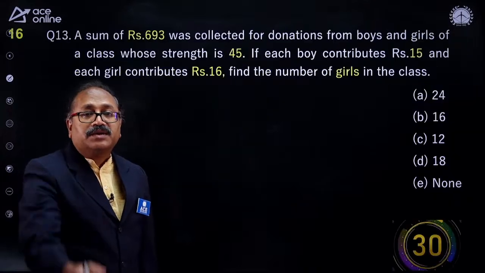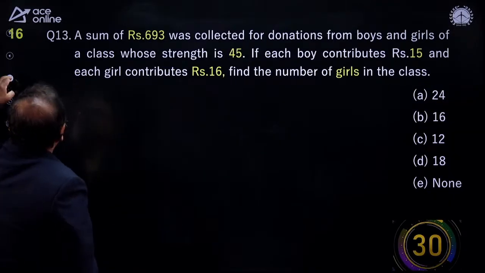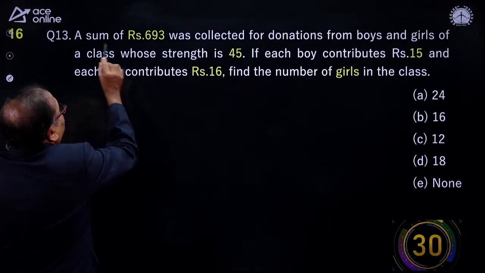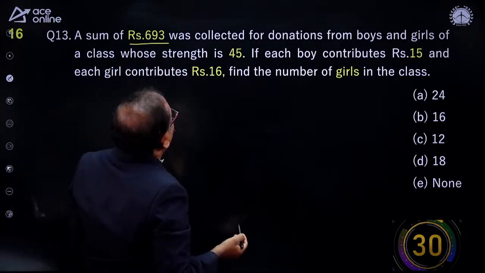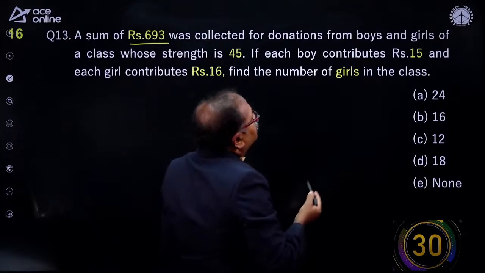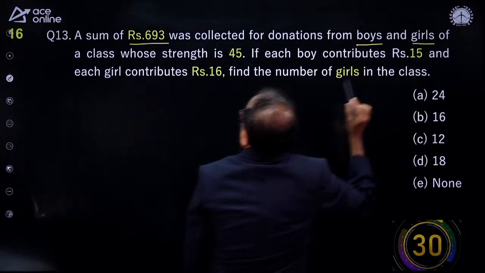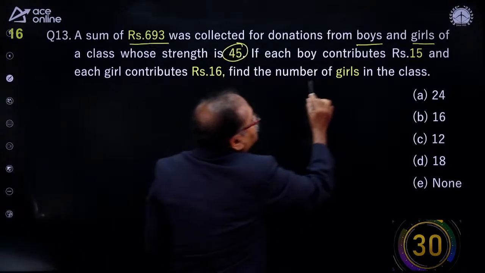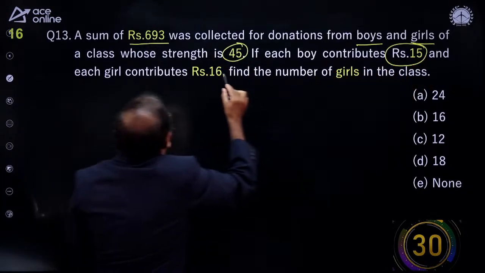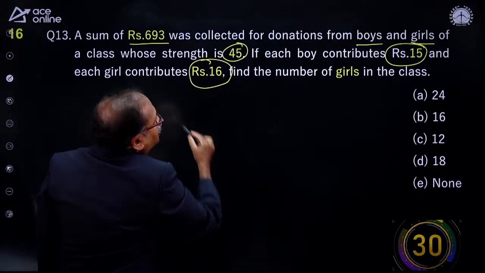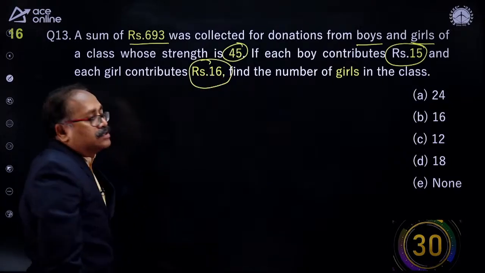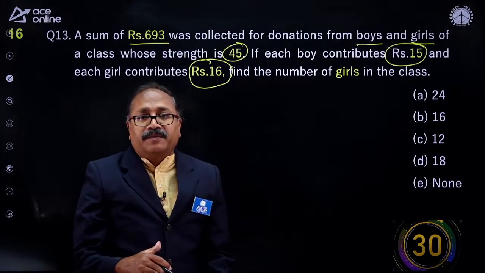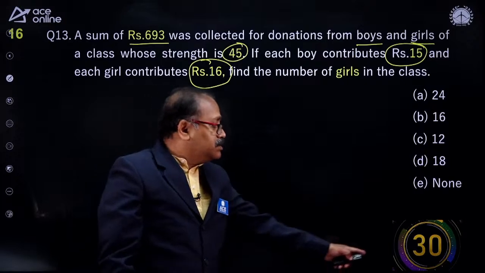Moving to the next question here on the board. Look at the question here. You will get the practice. A sum of rupees 5,593 was collected as donation from boys and girls in a class whose strength is 45. Each boy contributed 15 rupees and each girl contributed 16 rupees. What is the number of girls in the class? Very commonly asked question. This is the prelim level practice we are doing, therefore I give an easy question.